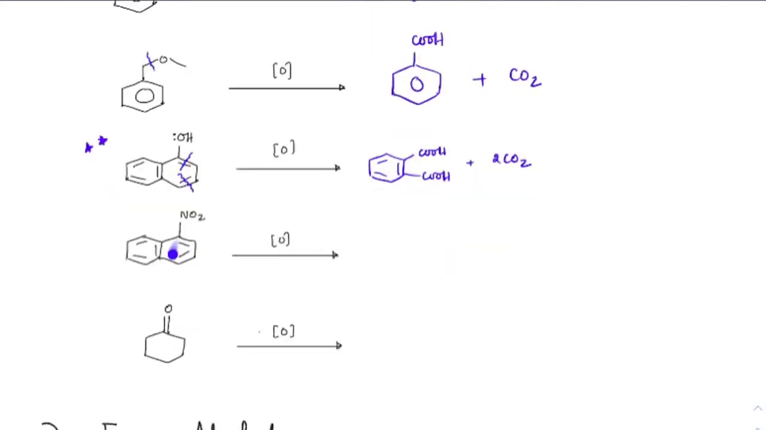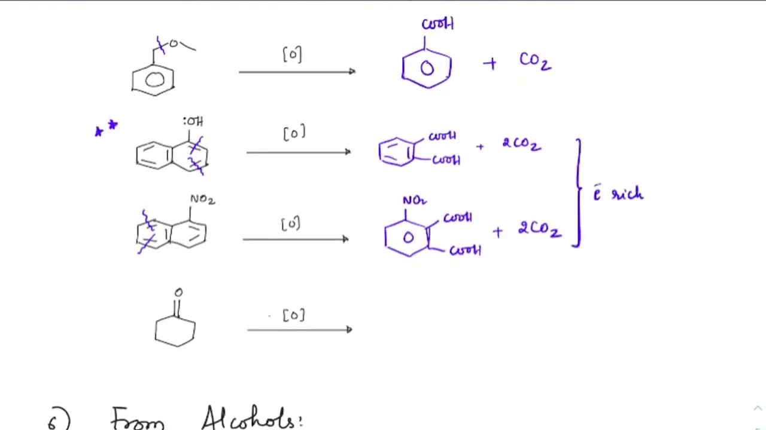Now if you check out these two rings, these are also benzenoid forms, but this time NO2 is withdrawing, so therefore this is the less electron dense ring. This is the more electron dense ring. So bond breaking will take place on this side. So what is the product we will have? We have this nitro substituted phthalic acid, COOH, plus 2 moles of carbon dioxide.